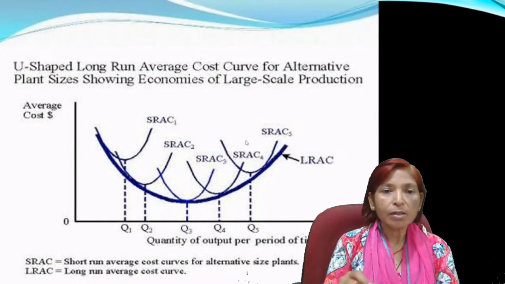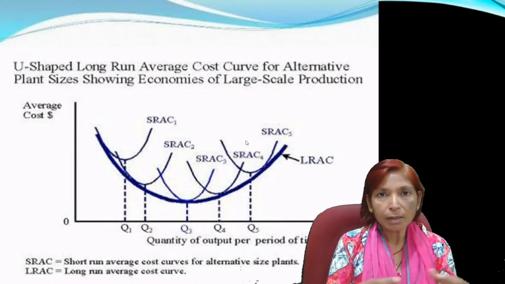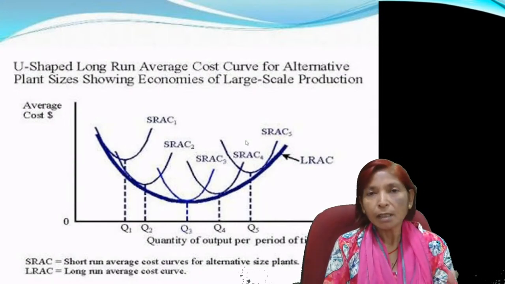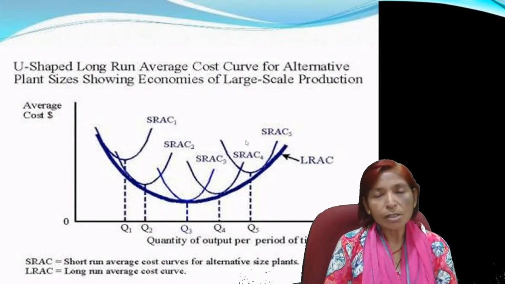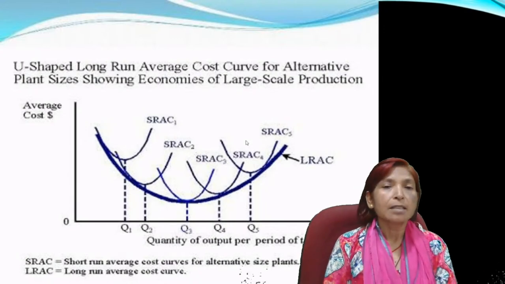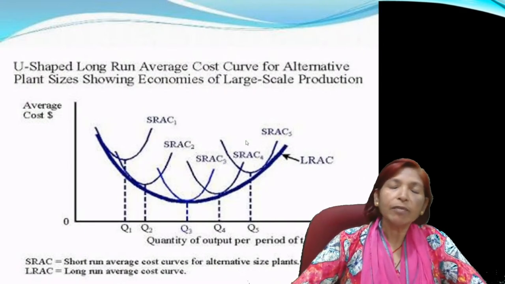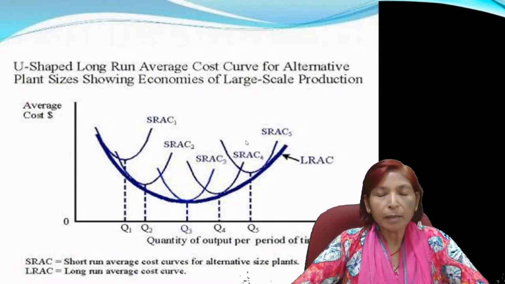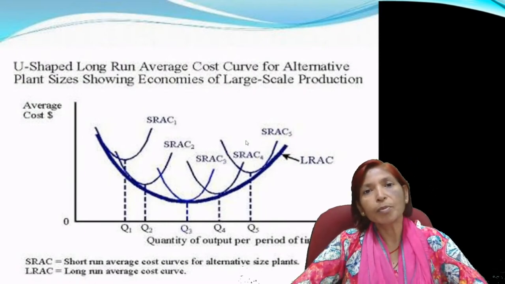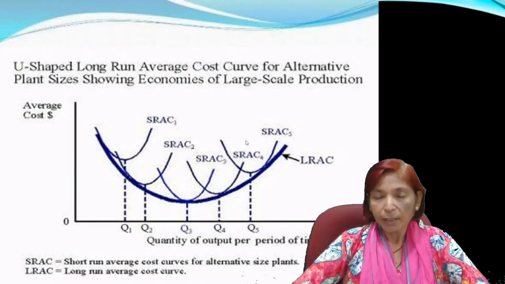So the long run average cost curve, like an envelope covering all things, LRAC, the long run average cost curve, covers all the short run cost curves. That's why it is known as the envelope curve and planning curve. If we have a long time period, then we can easily plan for our business enterprises. We can minimize the cost of production and maximize the output level because we have too much time available.